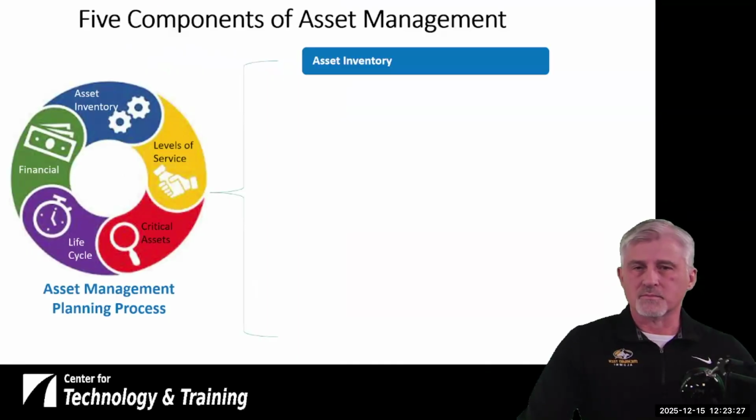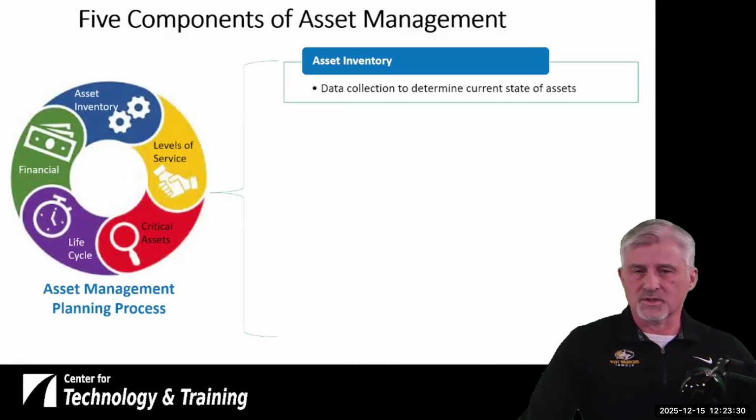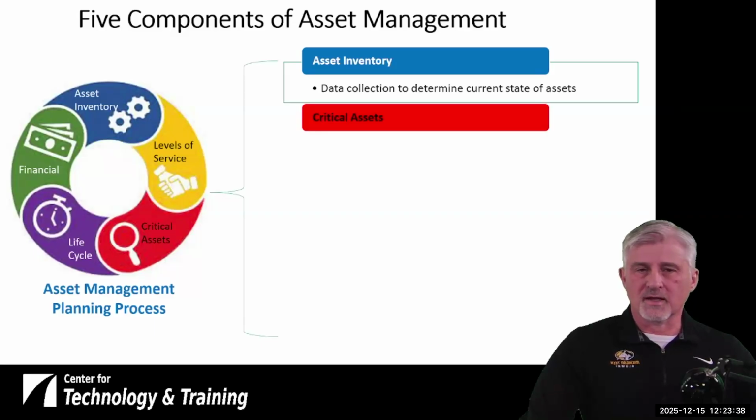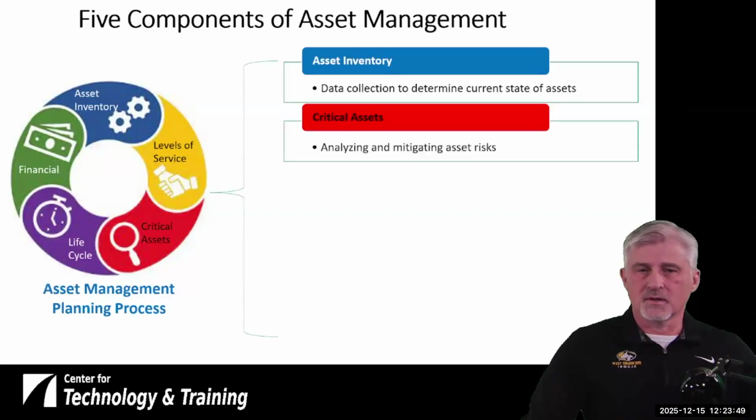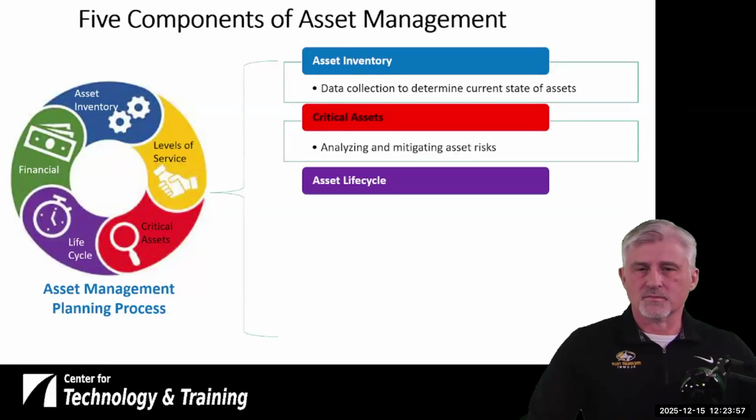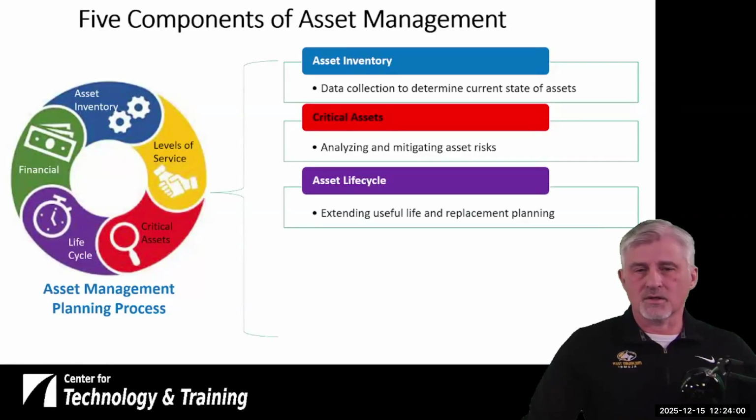So there's the asset inventory, that's our data collection. We're going to put together all the information that we have about all our assets right now. That can be as big or as small as you want it to be. We're going to look at the critical assets. So what's the importance of each one of these assets? We're going to analyze that. We're going to mitigate any of the risks that might come along with those. And we're going to look at the asset life cycle. What's the useful life, and when does it need to be replaced?